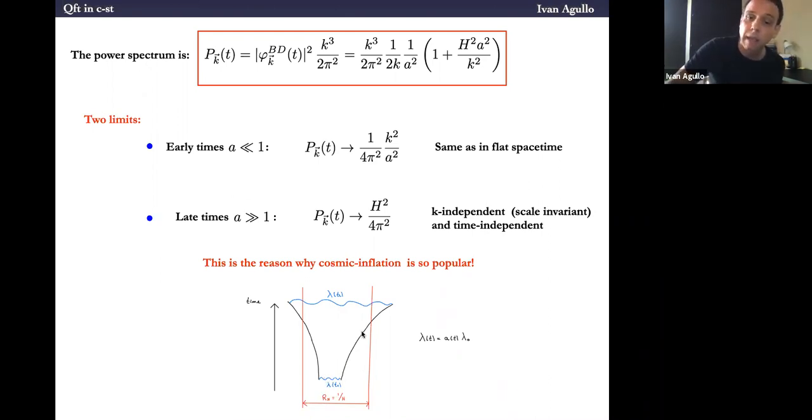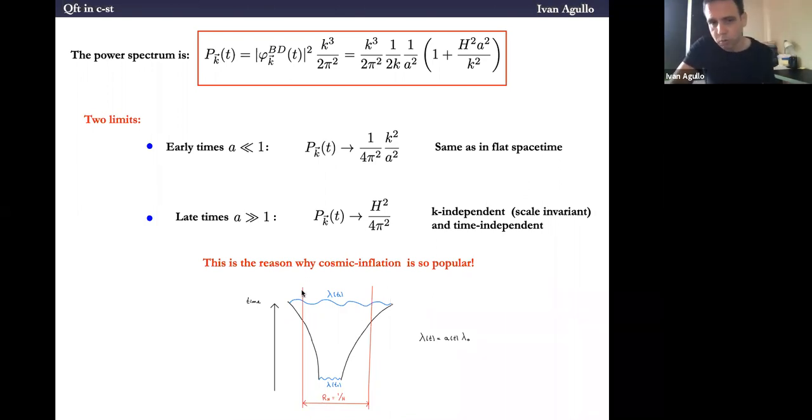But time evolves, the wavelength expands exponentially, and at late times the wavelength is comparable to or larger than the Hubble radius. In that case, the evolution brings the power spectrum to a constant and scale invariant. And this is precisely the reason why cosmic inflation is so popular, because cosmic inflation is able to take vacuum fluctuations with the properties of the Minkowski vacuum that we have here in this room, and stretch them out to cosmological scales and replace the Minkowski fluctuations by very large, time independent fluctuations. These fluctuations later on in the universe produce the cosmic structures that are the origin of the density perturbations that we see in the universe, the large scale structure.